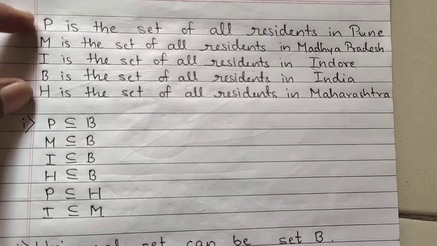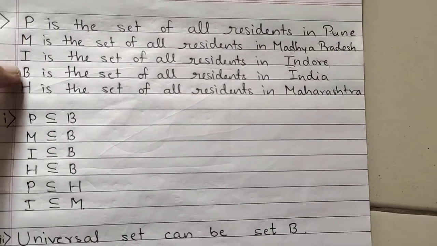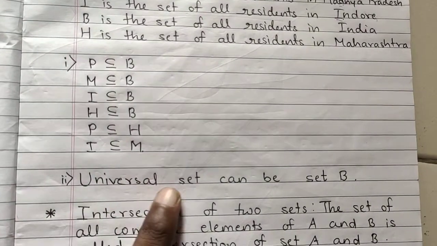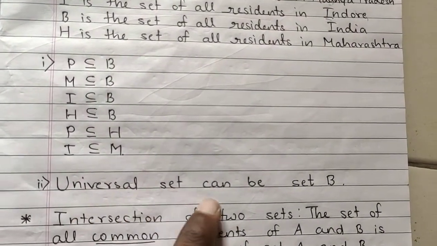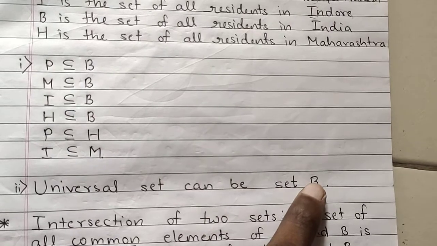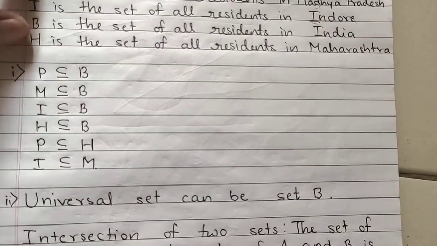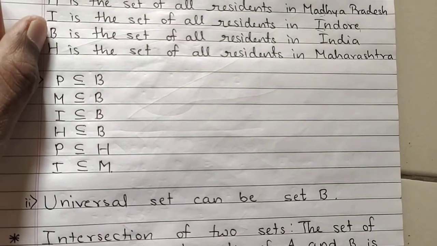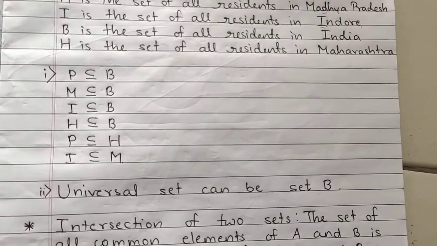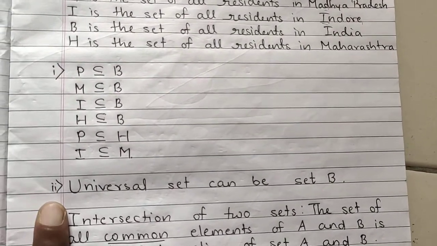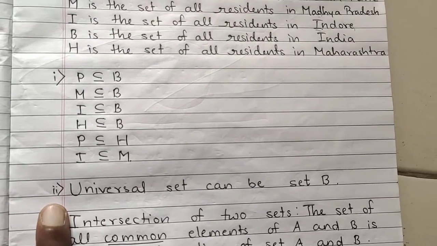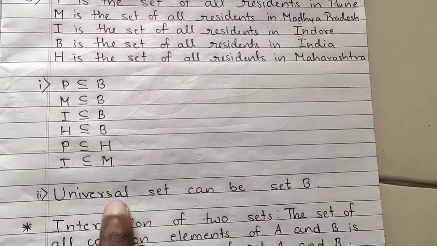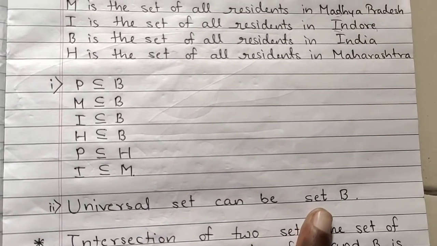So you can clearly see out of these 5 sets, which one is biggest? Your India. Okay, so which set can be your universal set? Universal set can be set B only, because B is India, and out of these 5 sets, which one is biggest? Set B. Okay, so universal set can be set B. Your second question answer is there. In second question, what is asked? Which set can be universal set? So I have written universal set can be set B.